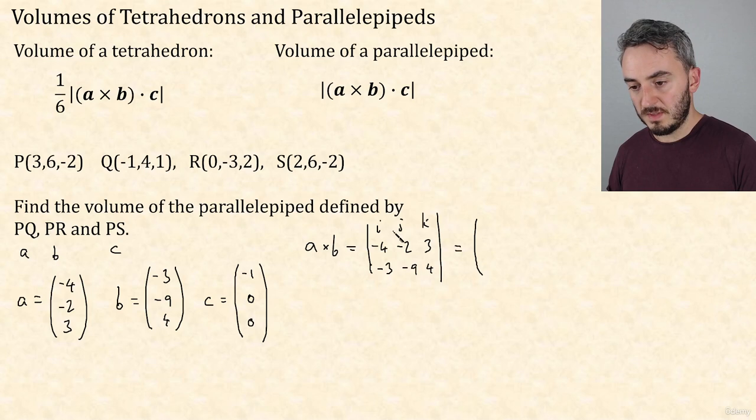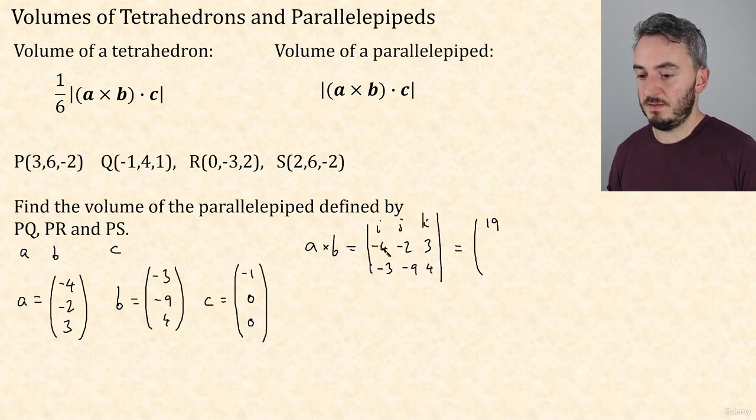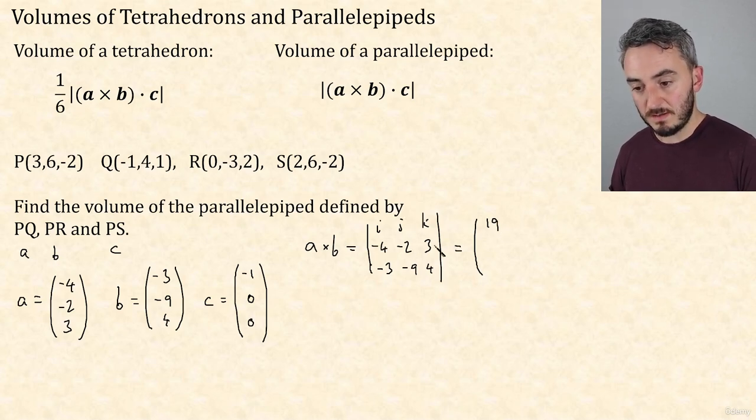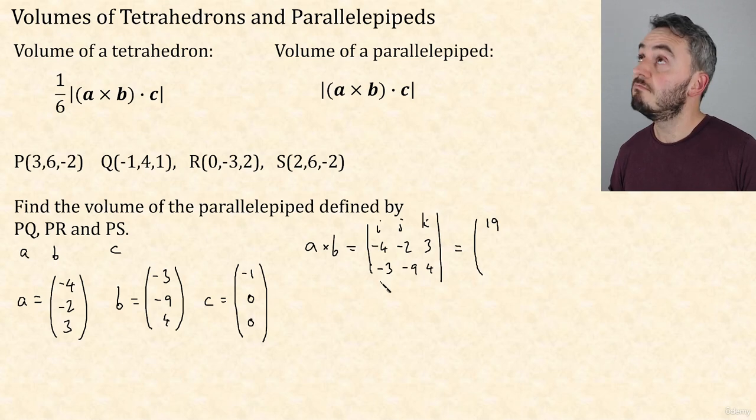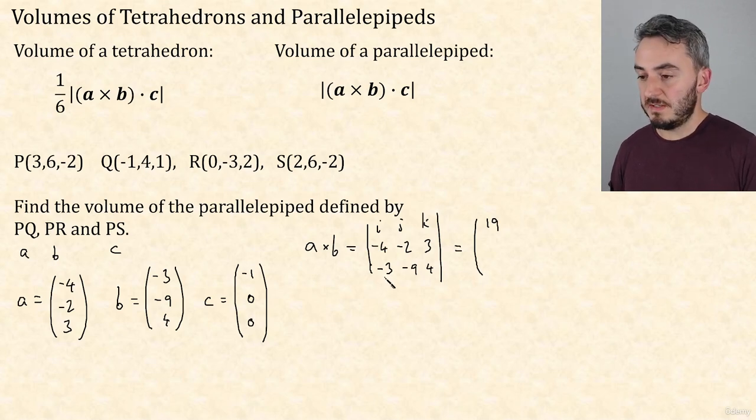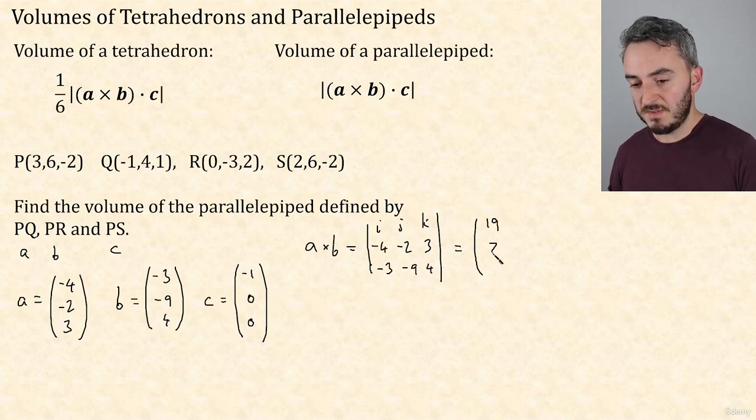And what do we get? Well, it's i times -8 plus 27, which is 19, minus j, and it's -16 plus 9, which is -7, but it's negative, so +7. Then it's k times 36 minus 6, that's 30. Now I just need to dot that with c.